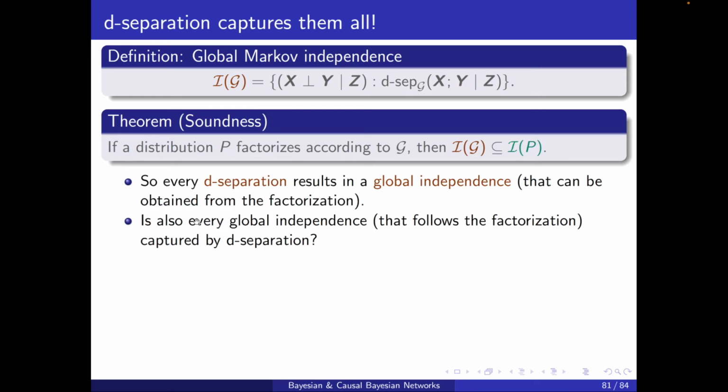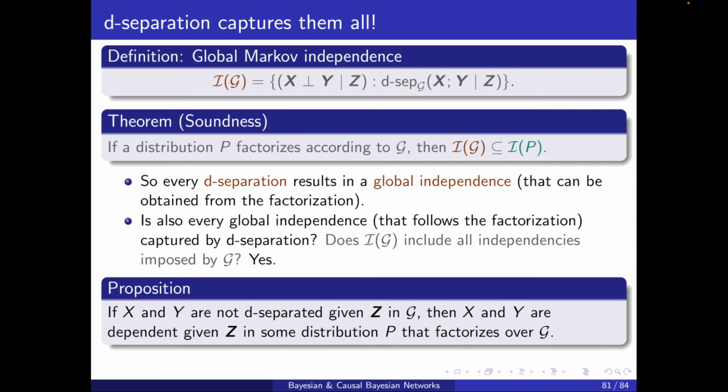What about the other way around? Is every global independence also captured by d-separation? And here note that I'm talking about all the independencies that follow from the factorization. So imagine that you have written the joint probability distribution and the factorization, and then you start playing around with it, like marginalizing out some terms or other tricks, and then you end up with an independence. Okay. Now the question is, could we get it by d-separation? Does IG include all independencies imposed by G?